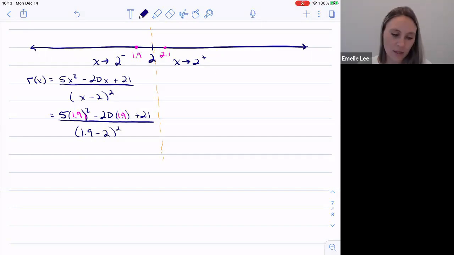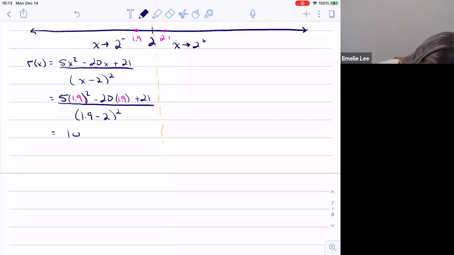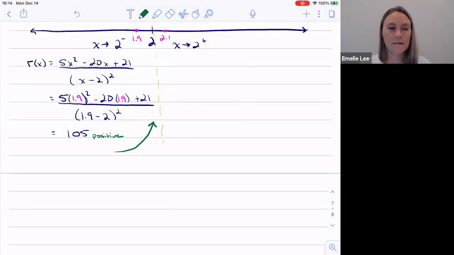And then divide it by 1 bracket 1.9 minus 2 squared. I get 105. Okay, so because it's positive, I am going to say that this thing is going up towards positive infinity. If it had been negative, it would be going down towards negative infinity.